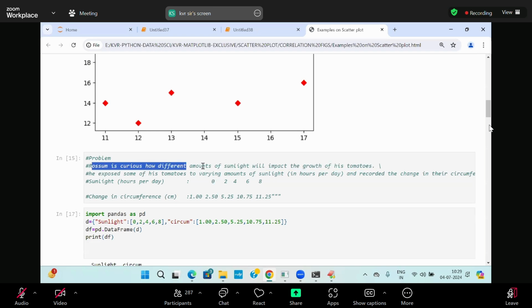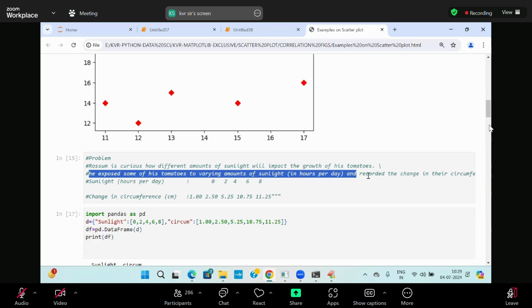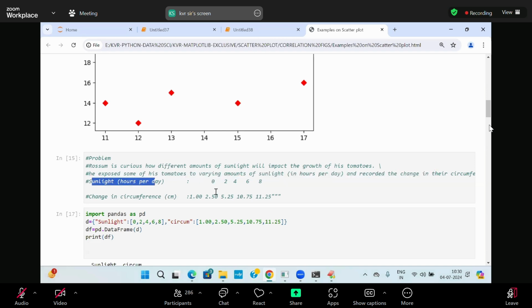Next, one more problem which I mentioned, tomato related to sunlight. Rosam is curious how different amounts of sunlight will impact the growth of his tomatoes. He exposed some of his tomatoes to varying amounts of sunlight in hours per day and recorded that entire thing. And what is this now? Sunlight and then changes in the circumference.